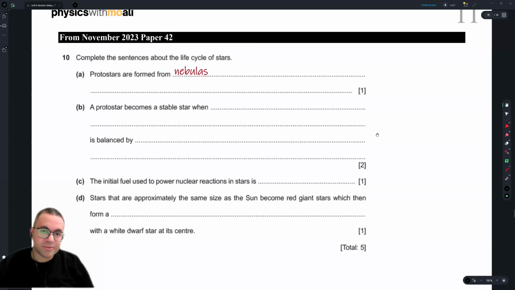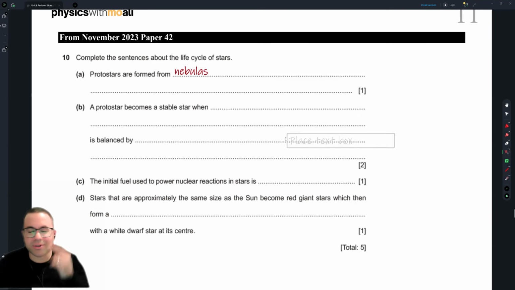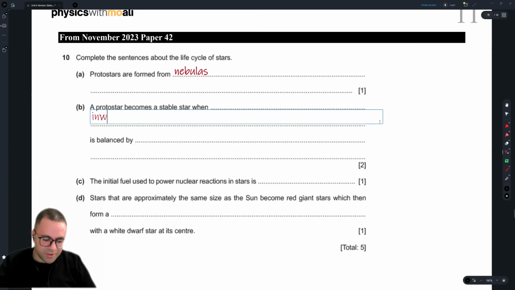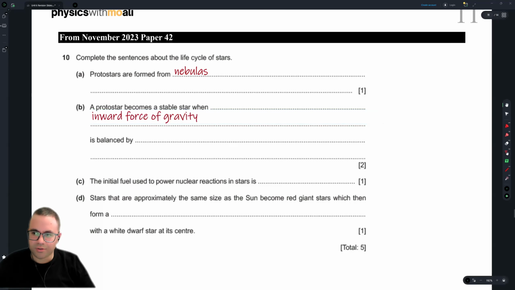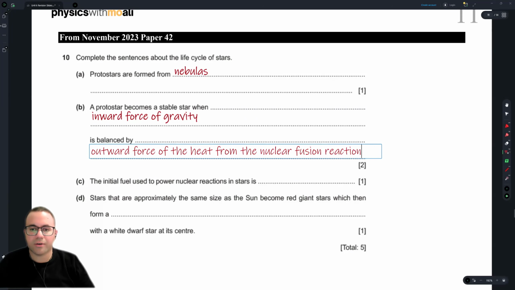Then a protostar becomes a stable star when? Oh, that's the common question. Oh, wait, there's something else. Is when something is balanced by something. Oh, so we have to write them down separately. Is when the inward force of gravity is balanced by the outward force of the heat from nuclear fusion. Okay? Or due to the high temperature of the star.